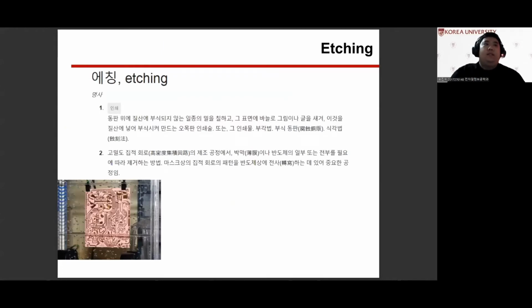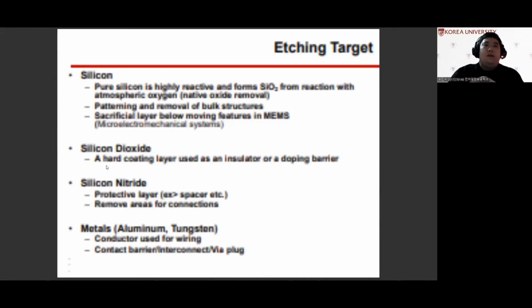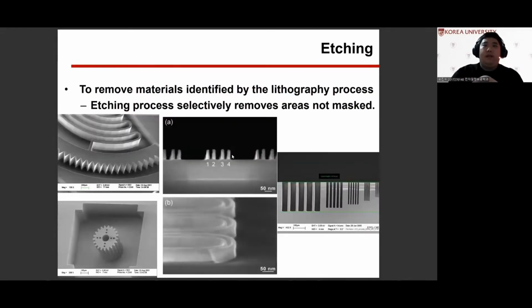The etching process is used to remove the unwanted material from the base. This is a sample of the etching process. We cut down the unwanted material to make the fine pattern. That is the goal of etching.